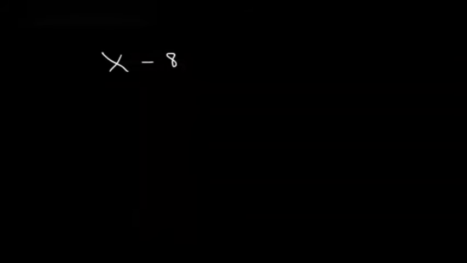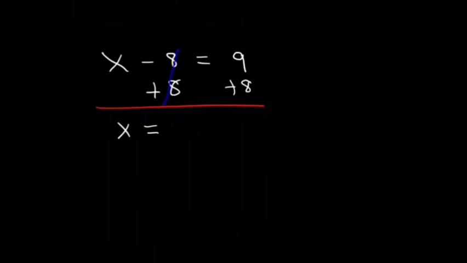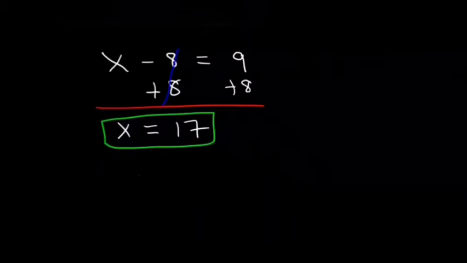x minus 8 is equal to 9. Now you can pause the video and try this one out. So x minus 8 equal to 9. What do you do? The opposite of minus 8 is plus 8. So add 8 to both sides. When you do that, the 8 cancels 8. Our x is equal to 17. As simple as that. That is our answer. Okay, now we'll take another example.